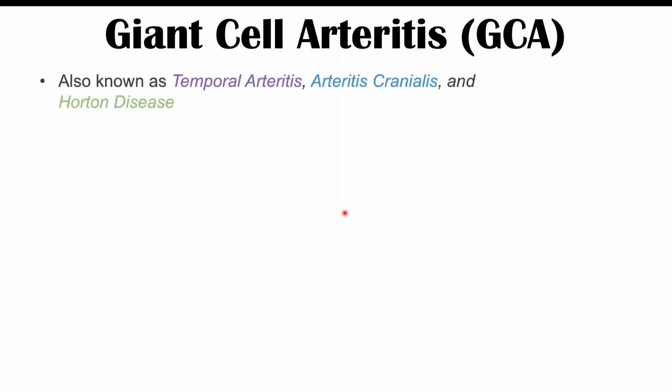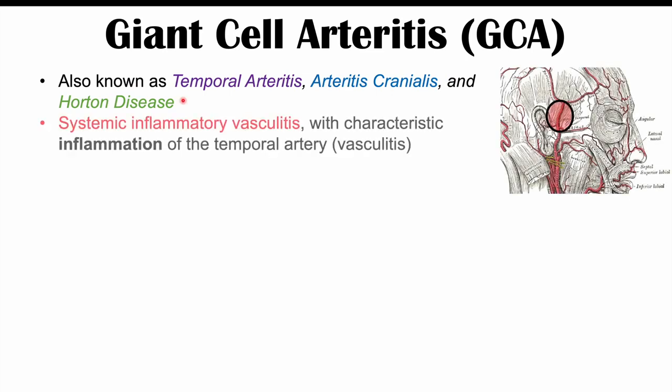So giant cell arteritis is also known as temporal arteritis, arteritis cranialis, and Horton disease. Giant cell arteritis is a systemic inflammatory vasculitis. Vasculitis is a word meaning inflammation of a blood vessel, so it's often going to be systemic, meaning many blood vessels can be involved, but there is a particular characteristic proclivity of this condition to cause inflammation of the temporal artery. This is why we see the name temporal arteritis as a potential alternative name to this condition.